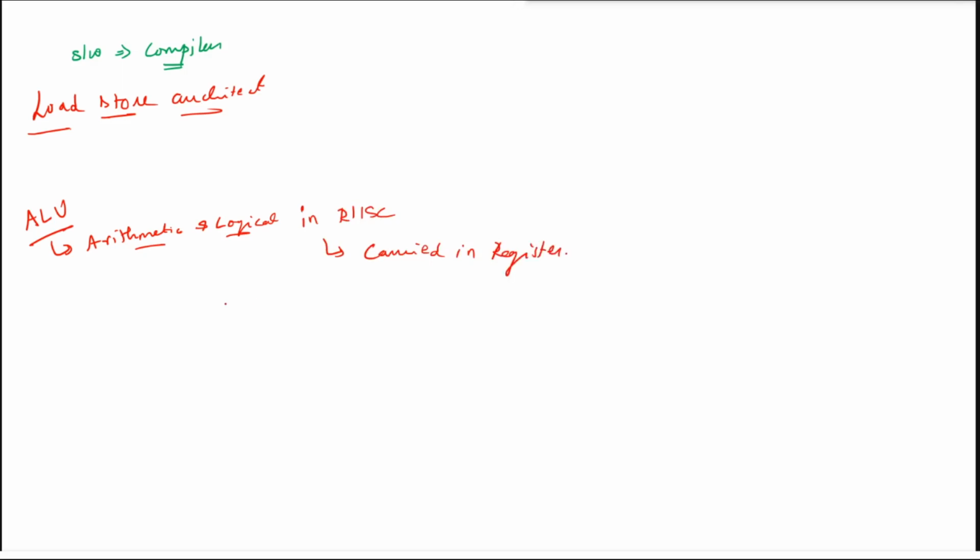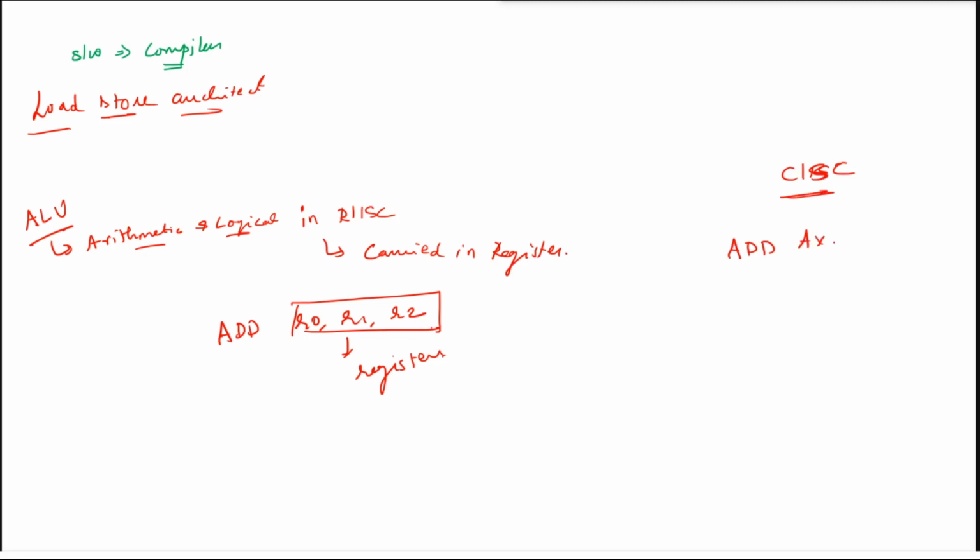Which means, I gave an example, right? Suppose we have ADD R0, R1, R2. What about the operands? All the operands are registers. Clear? But when you take a CISC-based machine, you have ADD AX, 3000. I have this option.